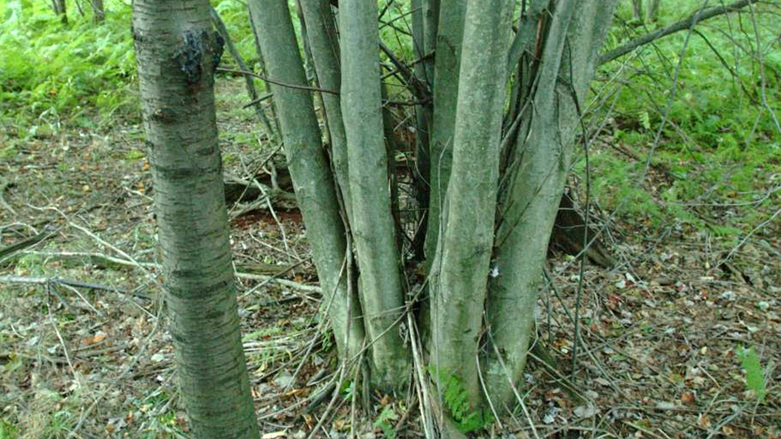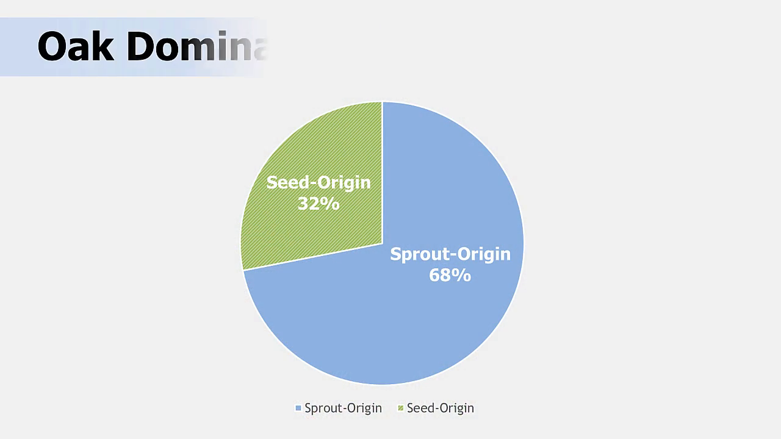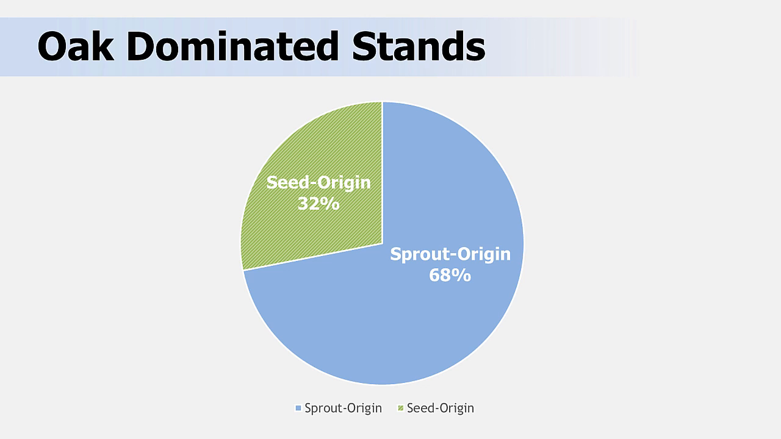Because multiple dormant buds respond to death of the upper stem, it is possible to identify sprout origin trees even after many years. They will often have multiple stems, although the stump may no longer be visible. Normally, even if a dozen or more buds sprout, they will thin themselves over time so that only 2 or 3 stems will remain. This chart illustrates a study conducted in Pennsylvania State Forest. In oak-dominated stands, 68% of the overstory originated from sprouts, and only 32% originated from seeds.